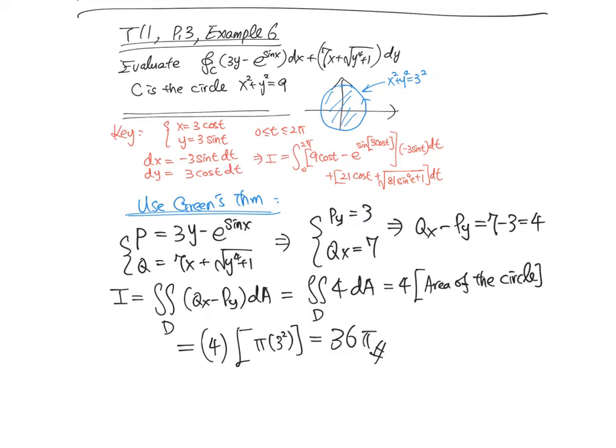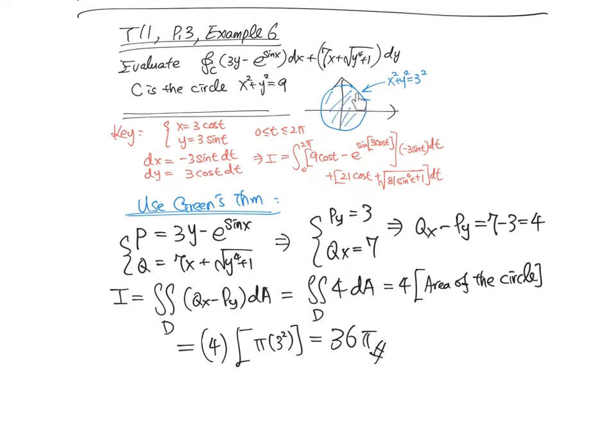So we just consider P equal to this and Q equal to this. Very easily, you can see that this Qx term equals 0 and this Py term equals 0. So Py equals 3 and Qx equals 7. So Qx minus Py equals 7 minus 3, which equals 4. So by Green's theorem, the integral just equals the double integral of Qx minus Py over the region D. The region D is over here.